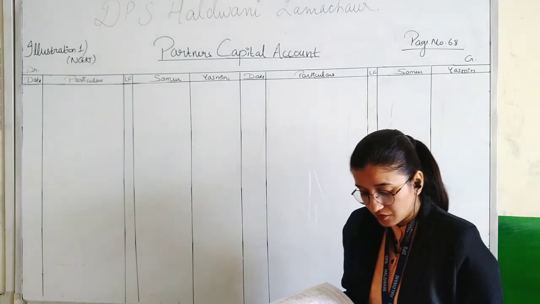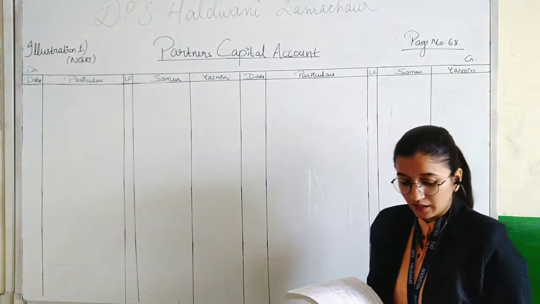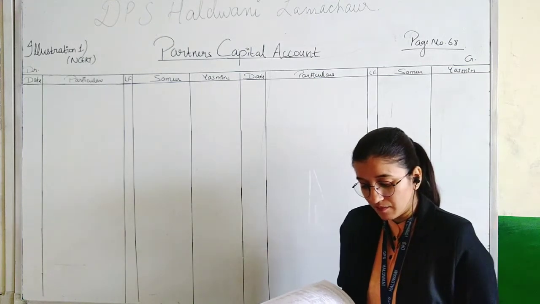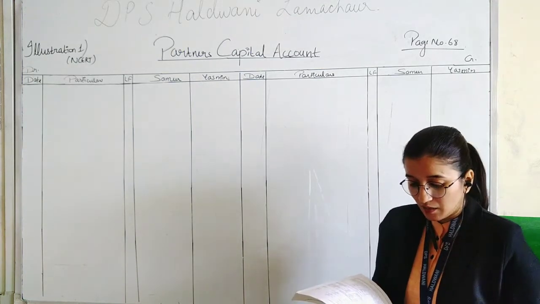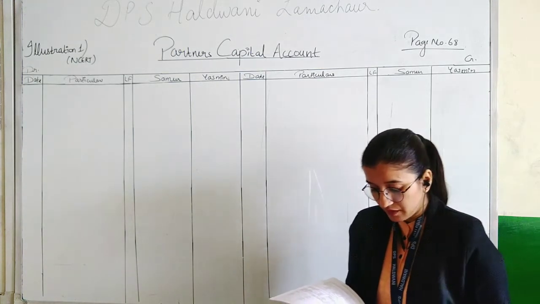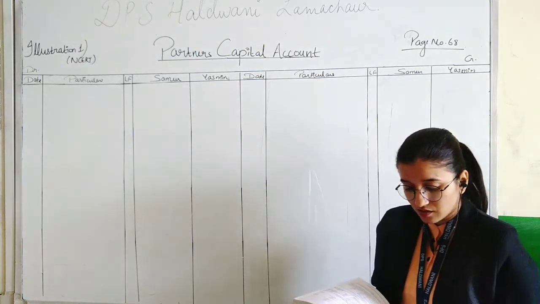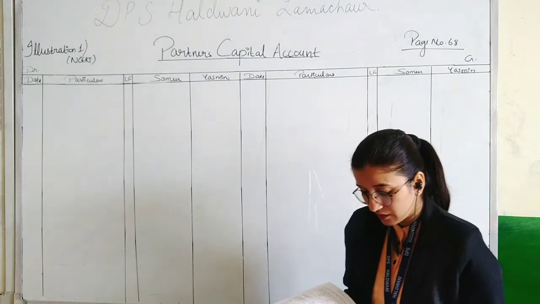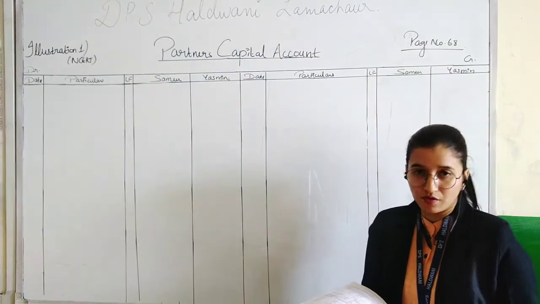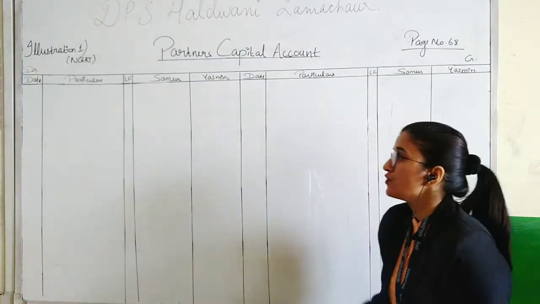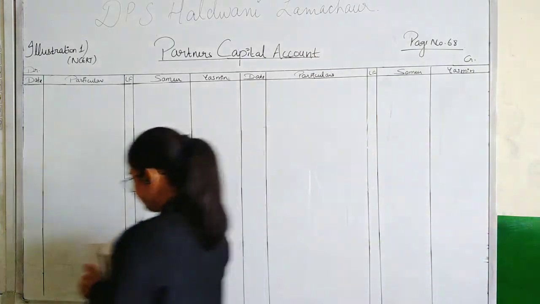Interest on drawings charged on Sameer is 1800 and on Yasmin is 1200. Then comes salary. Sameer's salary amounts to 20,000. Yasmin's salary is nil. Commission paid to Sameer is 10,000 and to Yasmin is 7,000. Share in loss of Sameer is 60,000 and the loss shared by Yasmin is 40,000 for the year 2014 to 2015. So first we will be solving this question by the fixed capital method.